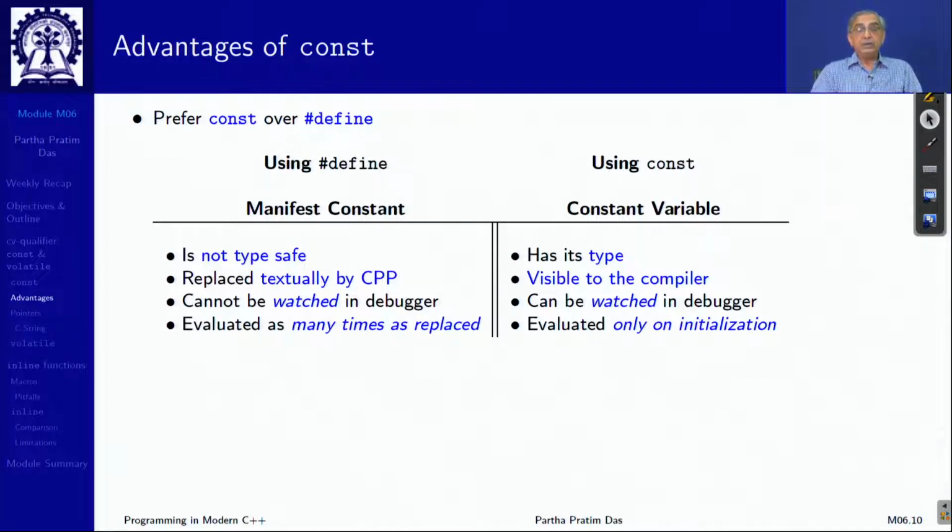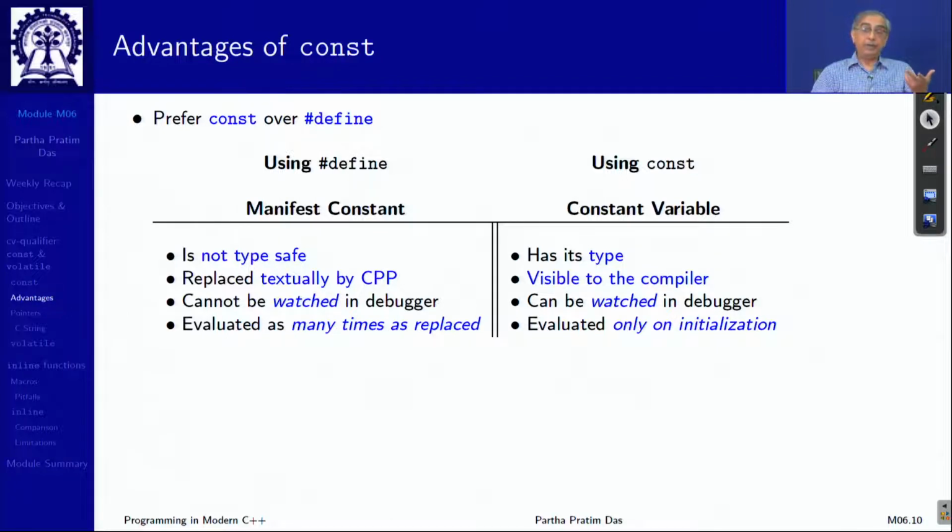Okay. So, these are some of the reasons that manifest constant does not have a type, whereas constant variable has a type. So, it is type safe. Manifest constant is textually replaced by CPP.